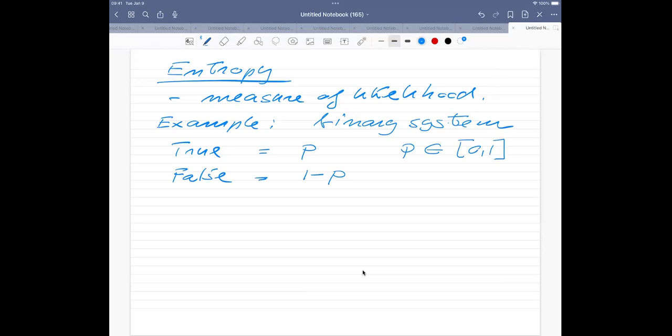So suppose now that P is equal to 1. That means we are in the state true, because then false is equal to 0. So we know exactly the state of the system.